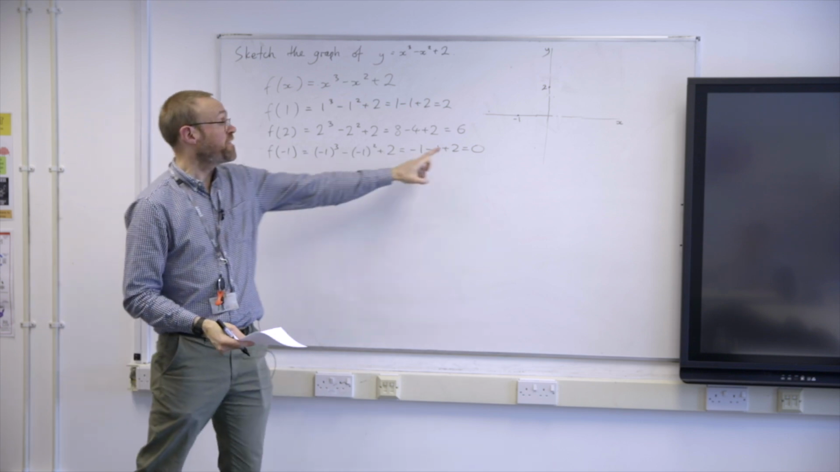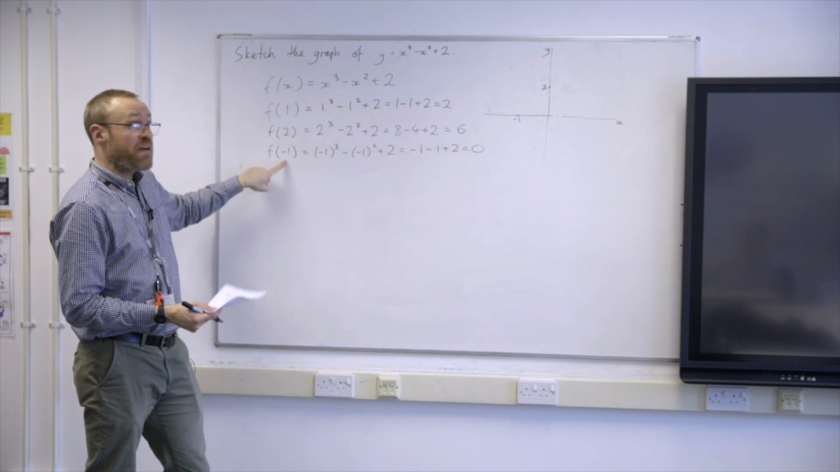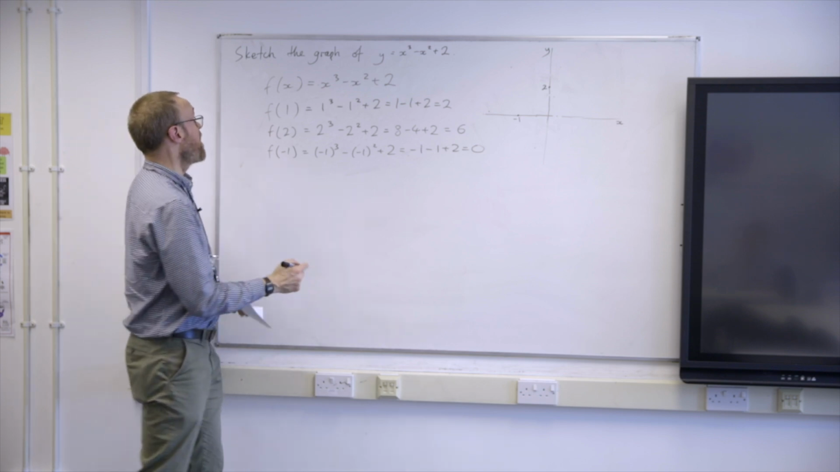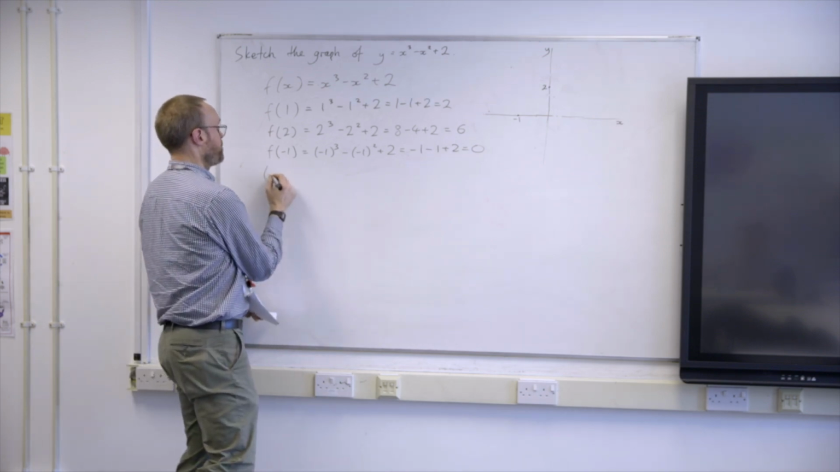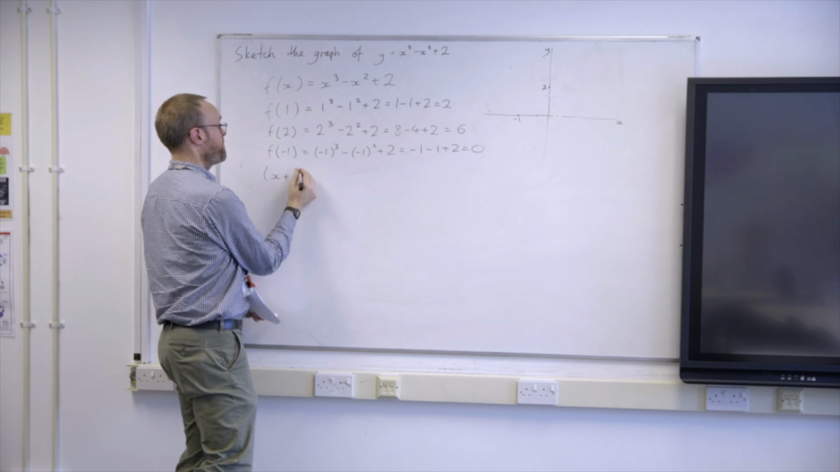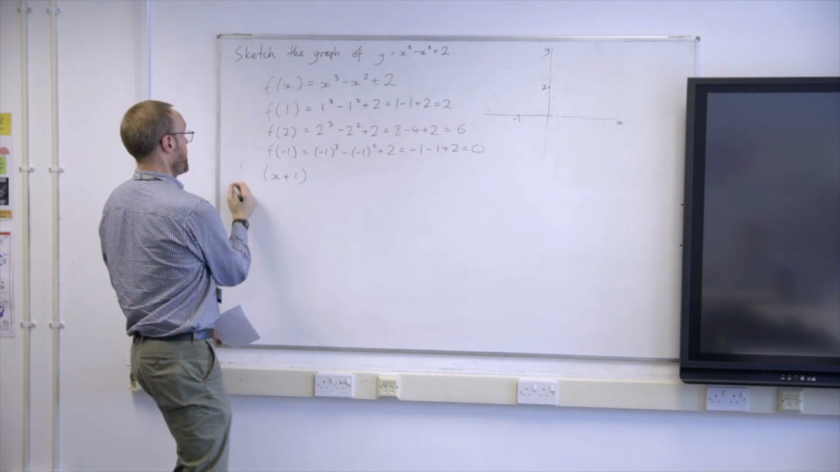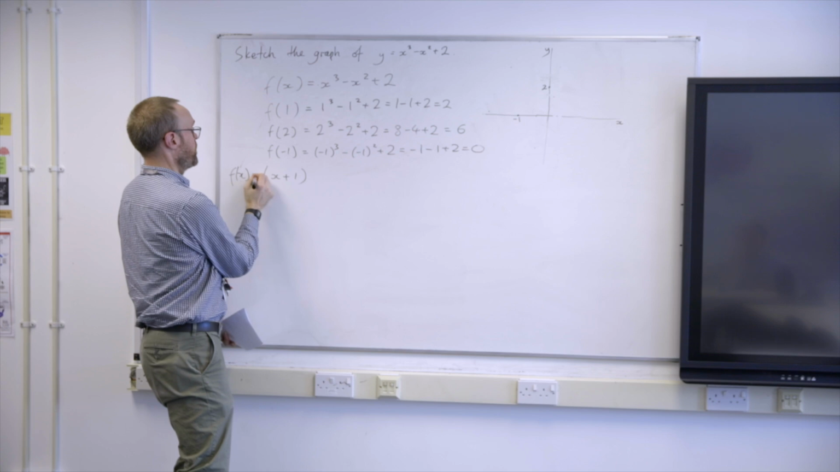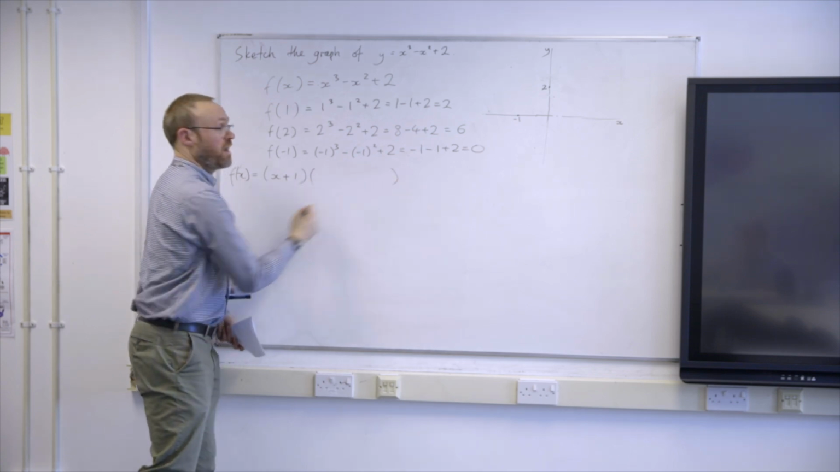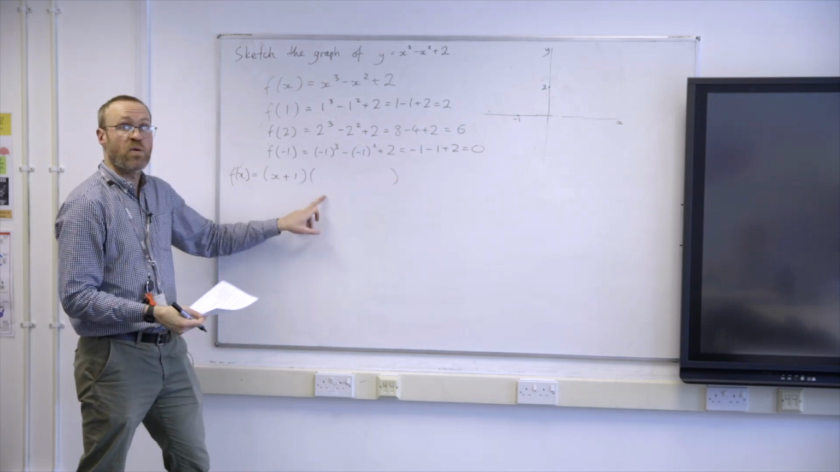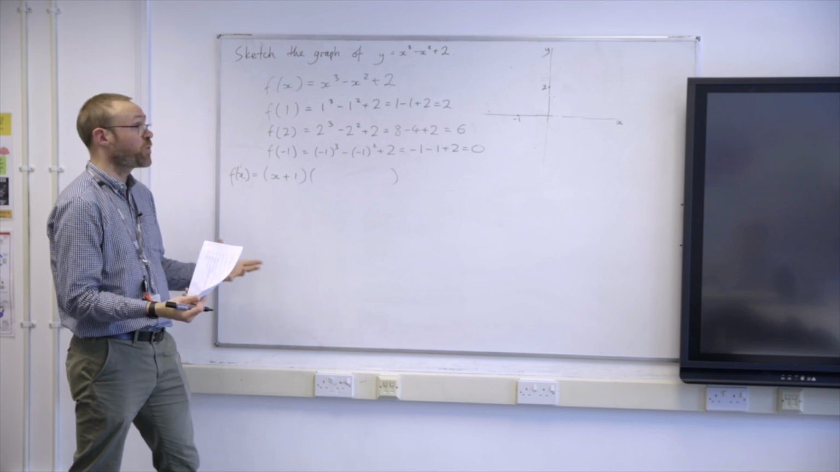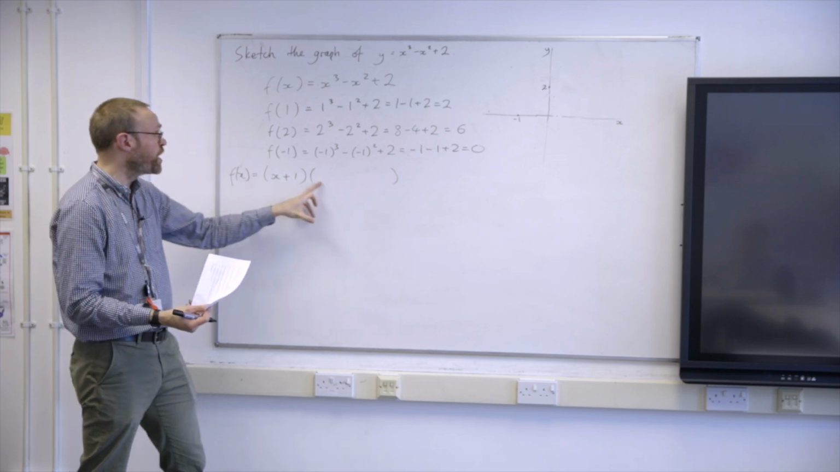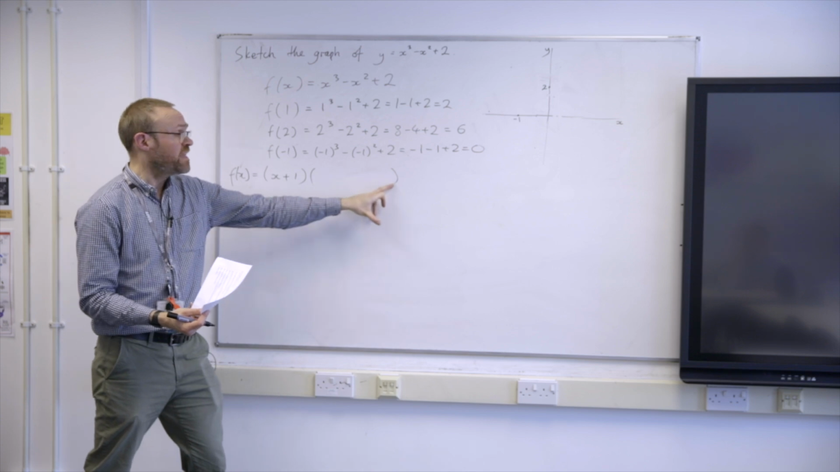Now, the factor theorem tells me that if f of minus 1 equals 0, then that means that x plus 1 is a factor of the function. So I can write f of x equals x plus 1 and then some other factor. So it's helping me to factorise this cubic equation. So now I need to work out what goes in these brackets.